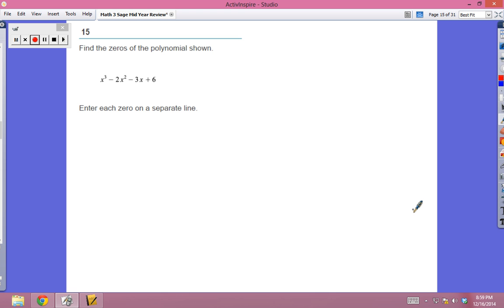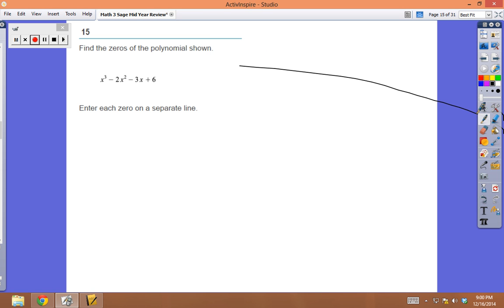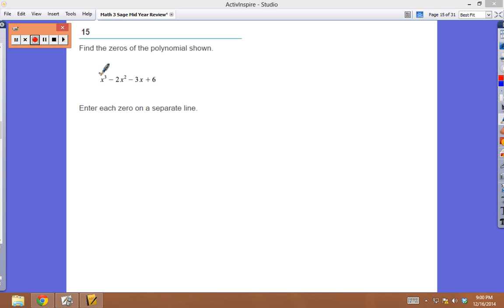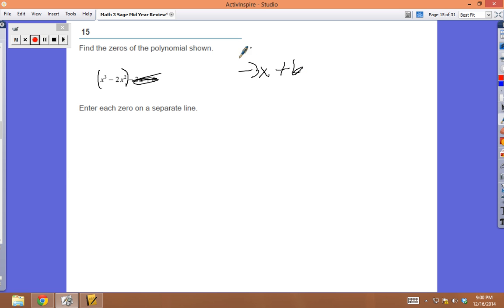Find the zeros of this polynomial. Okay, you've got 4 terms. If you've got 4 terms, the trick is to group them. When we group them, we're going to group these two together, and then we're going to group these two together, a negative 3x plus 6.